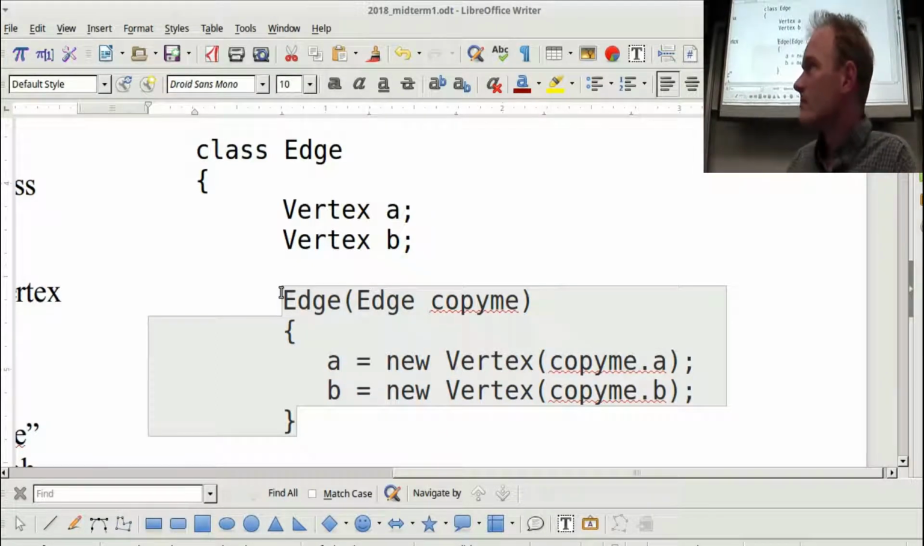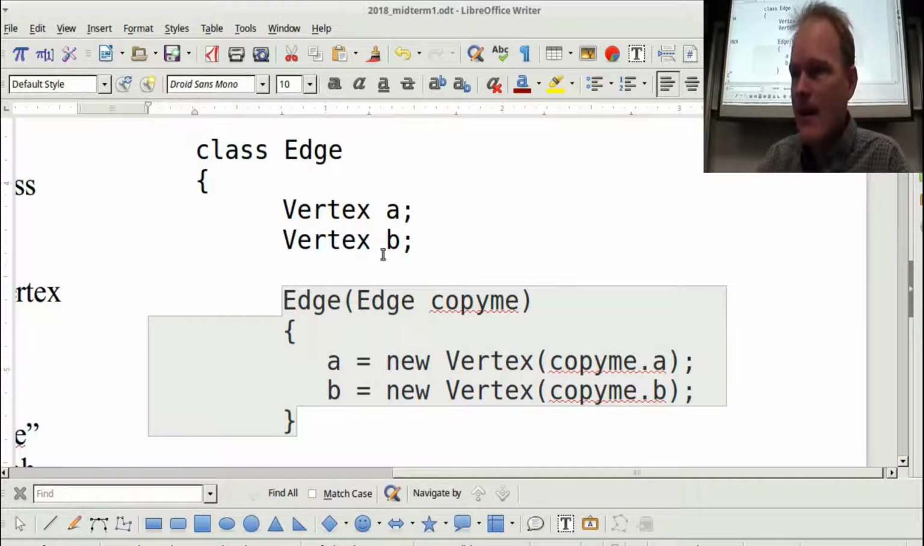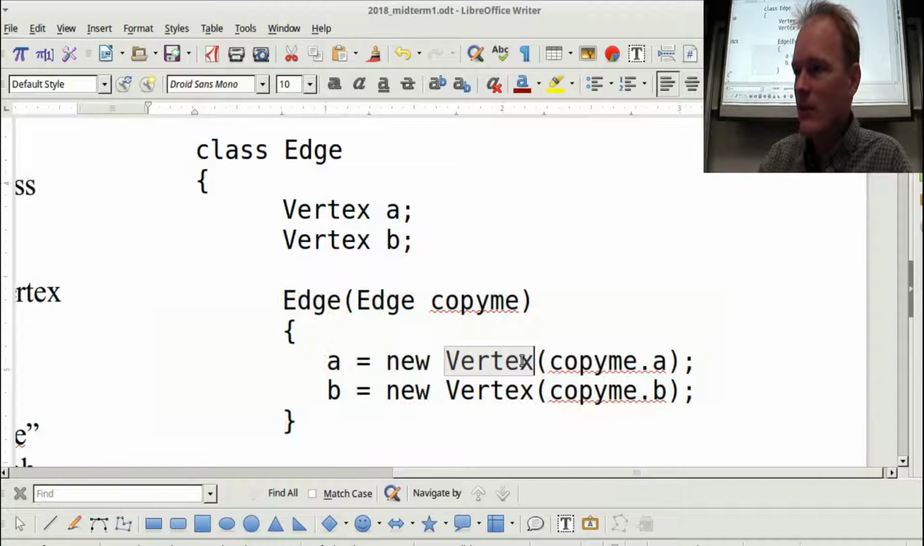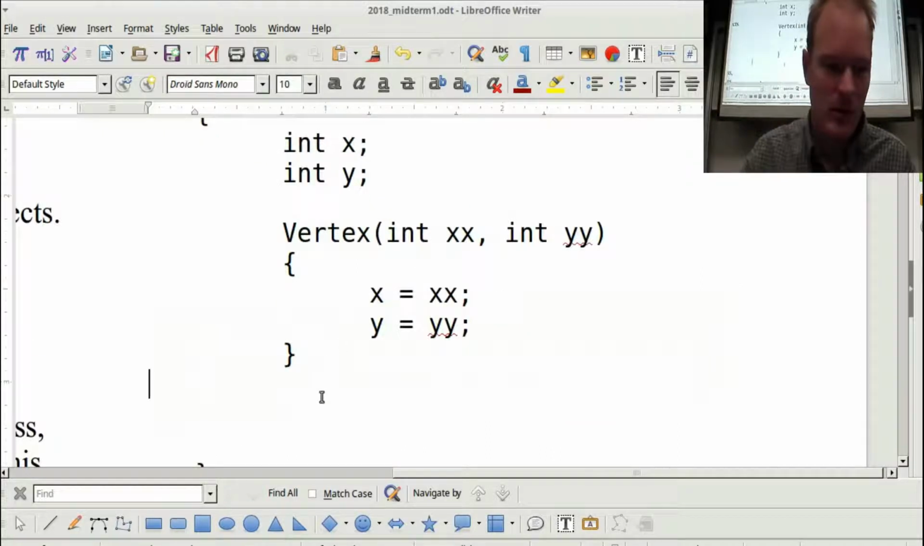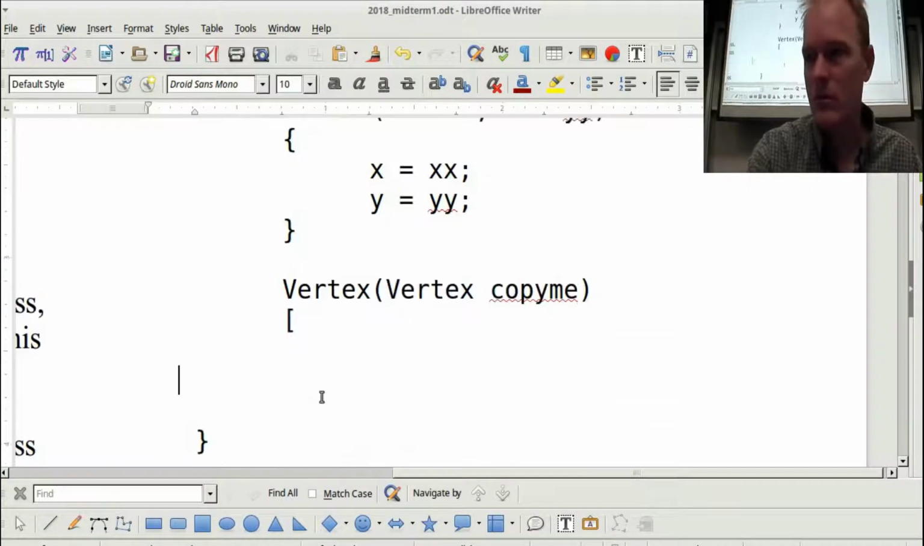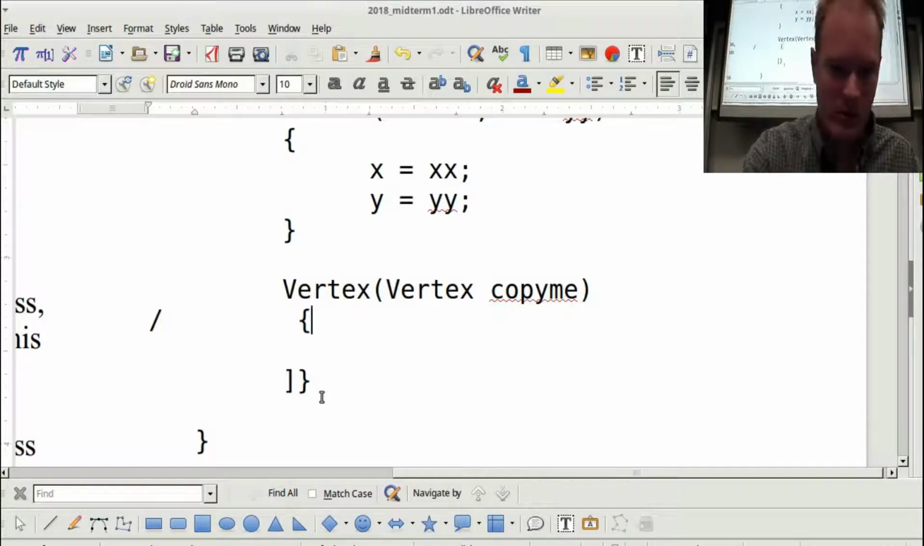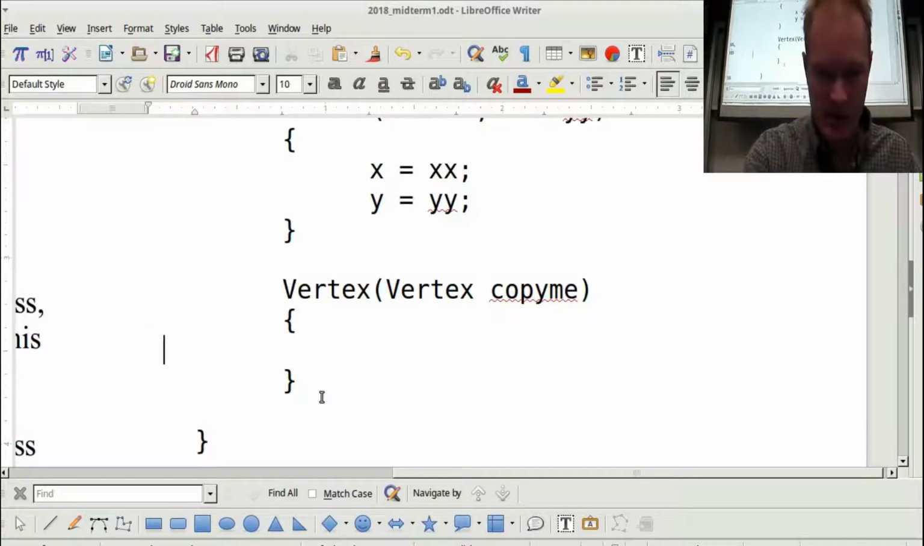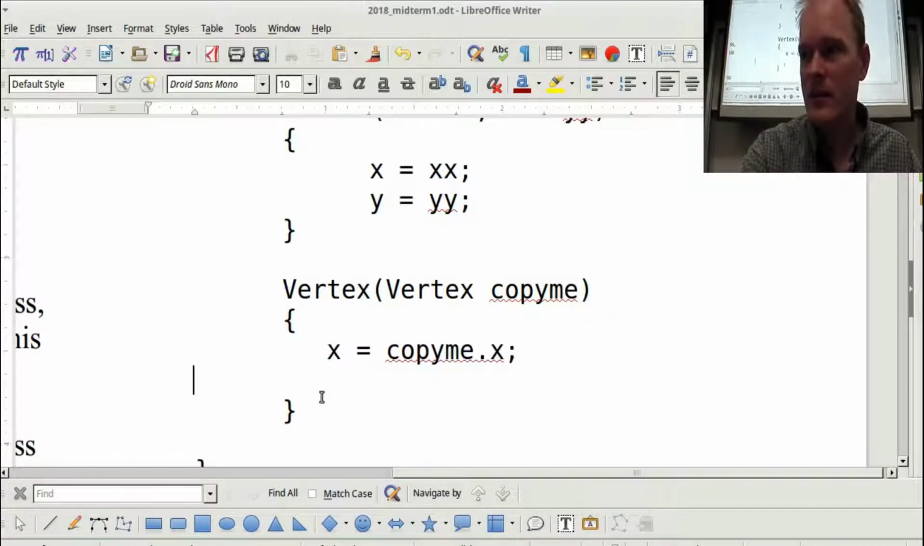We also have written a copy constructor in the vertex class and called that. Oh yeah, because I'm using a copy constructor, that assumes there must be one here. So you really should have also come over here and done a Vertex copyMe. My keyboard's not working today. And it's definitely the keyboard's fault, not my fingers. X equals copyMe.x. Y equals copyMe.y.